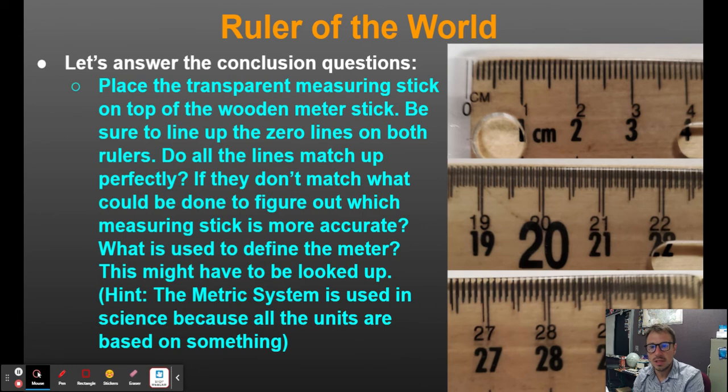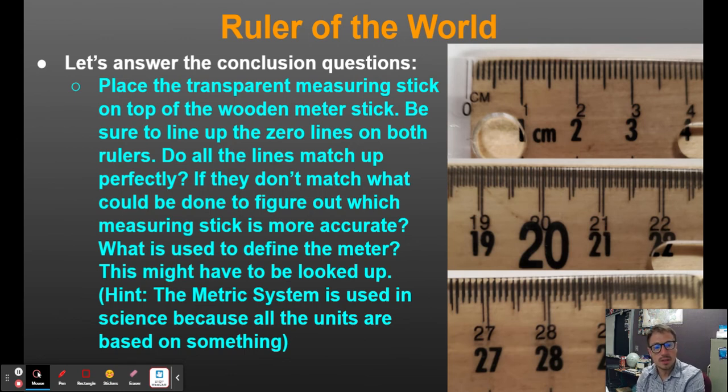Now, one of the conclusion questions is asking about putting that transparent measuring stick on top of another measuring stick, and notice that those millimeters don't quite match up. Well, in the beginning, yeah, they're about the same, but then as you get to about 20 centimeters, they start being off by a little bit, and then around 30 centimeters, it's almost off by a whole millimeter. Now, it says what could be done to figure out which measuring stick is more accurate? Well, the next question is what is used to define the meter? And it might have to be looked up.